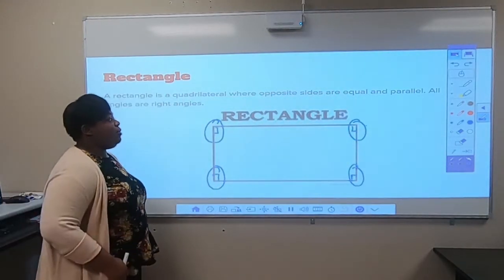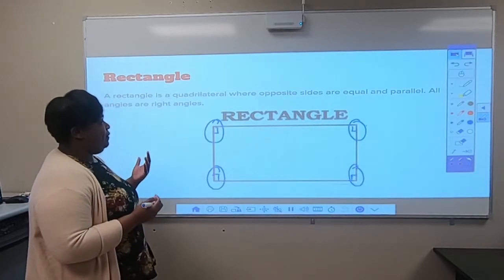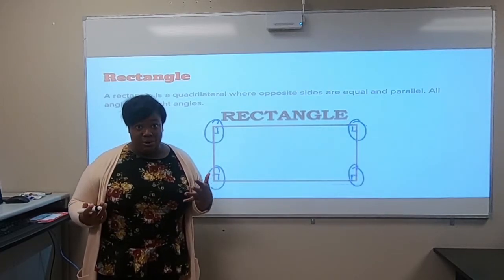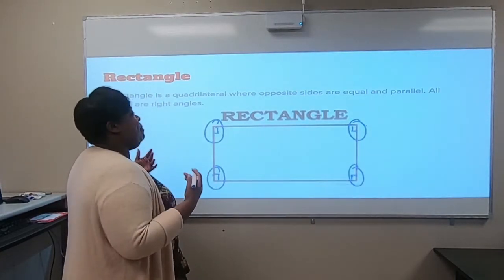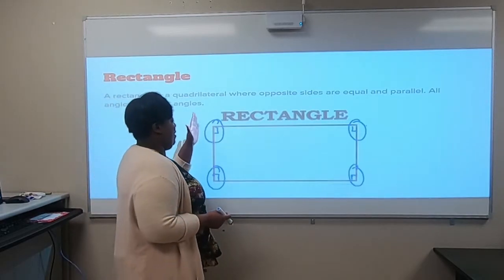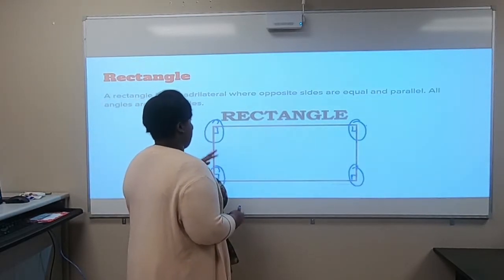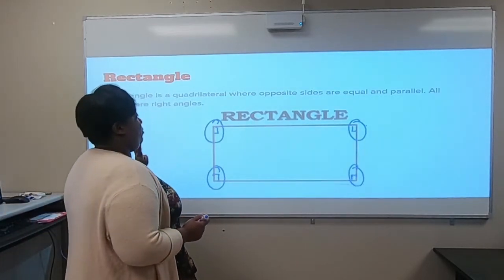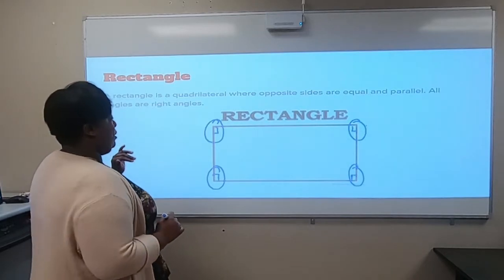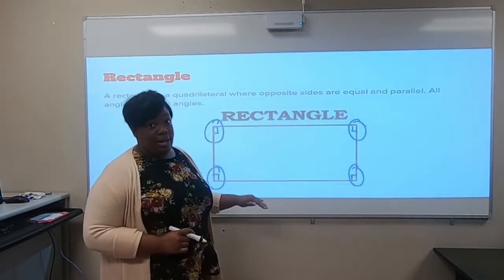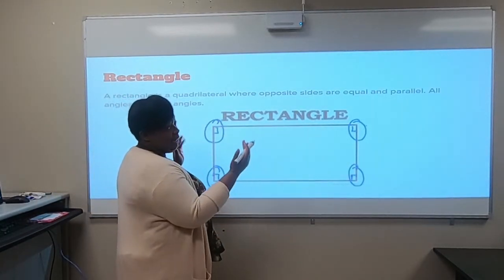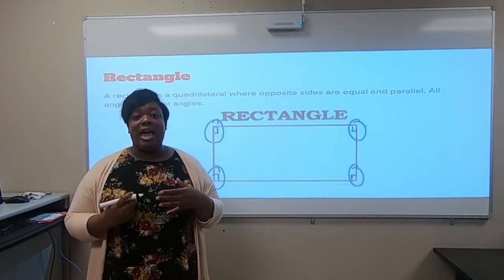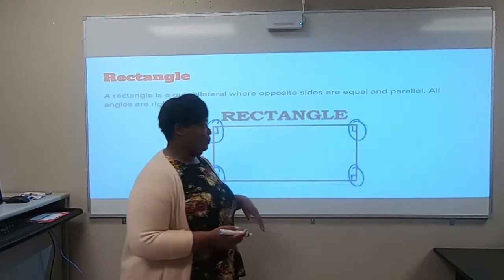Now, you'll learn a little later, maybe when, I don't know if it's 5th or 6th grade, that a right angle is equal to 90 degrees. So you can only be a right angle if it measures 90 degrees and it makes a square corner, okay? So the 3 things about a rectangle is opposite sides are equal, opposite sides are parallel, and we have all right angles, which means we have square angles, okay?